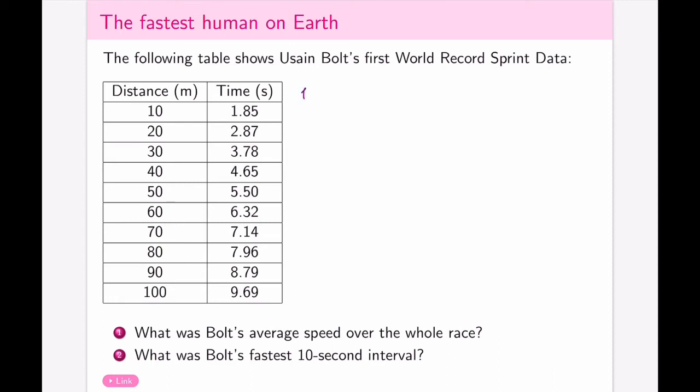So let's start with the first one. What is the average speed over the whole race? So we already have seen that the average is change in distance.